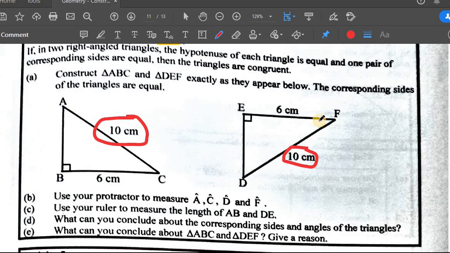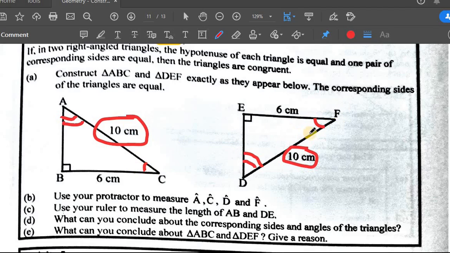Measure this angle. Angle A, C, D, and F. Right? And you're going to realize that the angles are corresponding. You can realize that D corresponds with, let me see which one, A, right? You're going to realize that C corresponds with F.